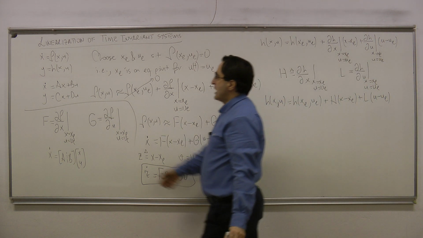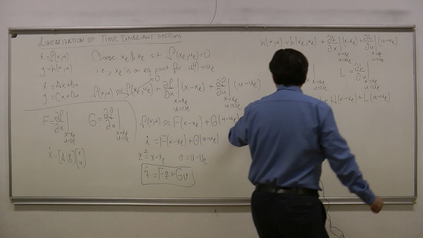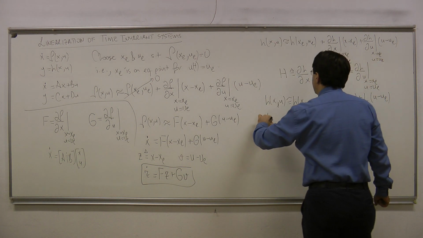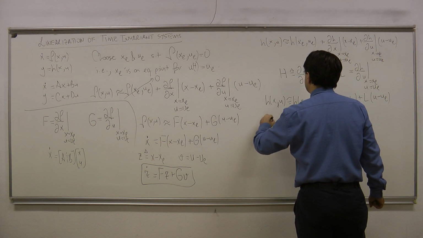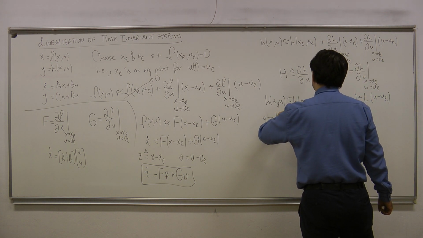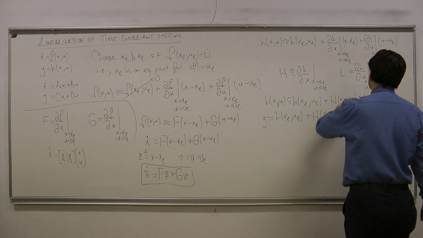Now I can substitute it into my output equation, which is going to give me, this is an approximation here, of course, y is h of xe, ue plus the other terms.